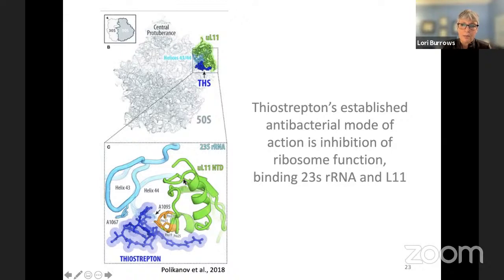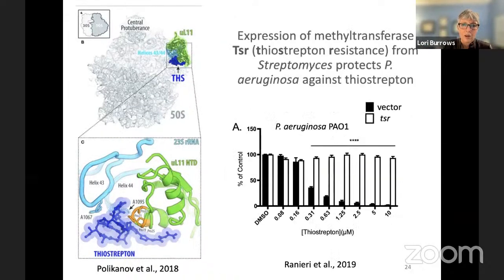And the bacteria that make Thiostrepton, because it's made by Streptomyces, a soil bacterium, methylate this particular part of their ribosome to block the drug from binding, because that way they don't kill themselves when they make the drug. So we took the enzyme from the Streptomyces producer, and the enzyme is called TSR, for Thiostrepton resistance, and we put it into Pseudomonas.